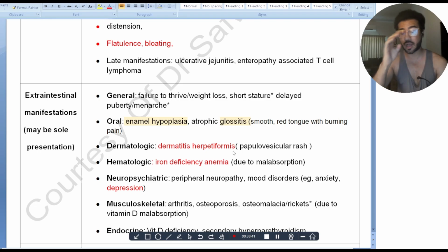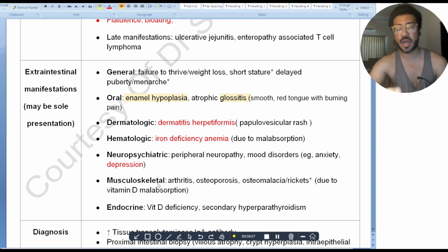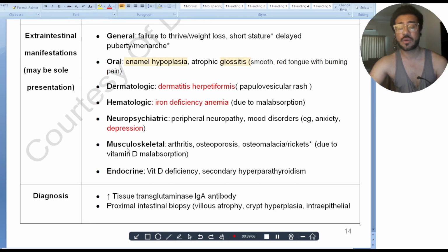They can also ask the question in terms of immunology, give you the finding and ask you the hypersensitivity type. So it's going to be type 3 hypersensitivity. Then there is iron deficiency anemia due to malabsorption, and neuropsychiatric symptoms, depression. I told you the three high yield ones that we have: iron deficiency anemia, depression, and dermatitis herpetiformis. These are the most high yield ones.